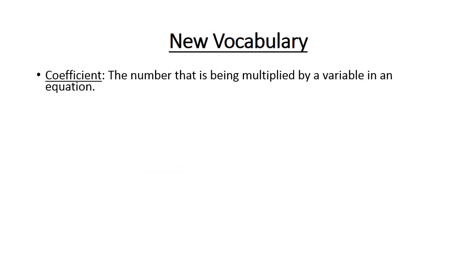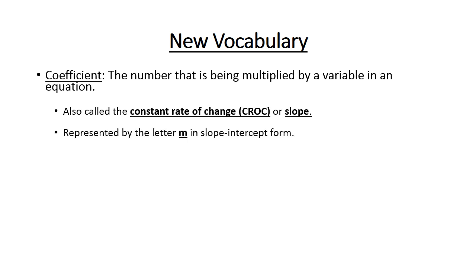First, we have coefficient. This is a word we've heard before, but it's the number that's being multiplied by a variable in an equation. We're going to identify the coefficient as the number that's being multiplied by the independent variable, which is typically going forward going to be x. So some other words we have for coefficient are constant rate of change or slope, as they're also the numbers that are being multiplied by the independent variable. In an equation, we're going to represent slope or the coefficient by the letter m, and we'll look at that in a minute.